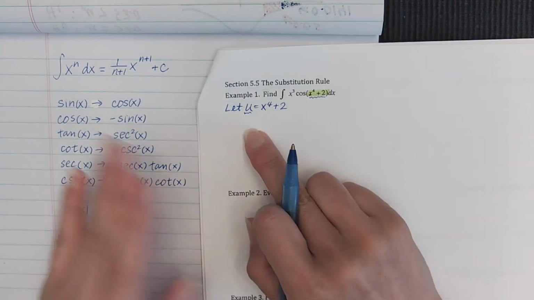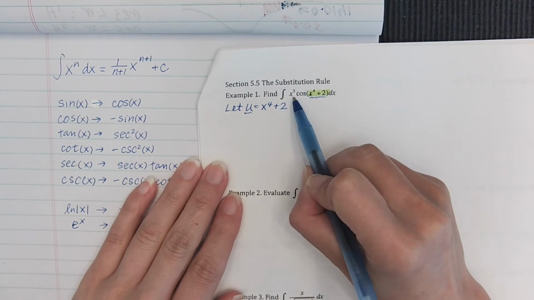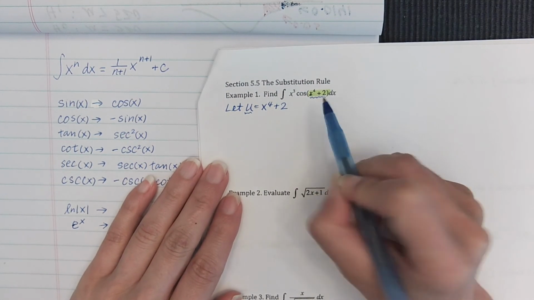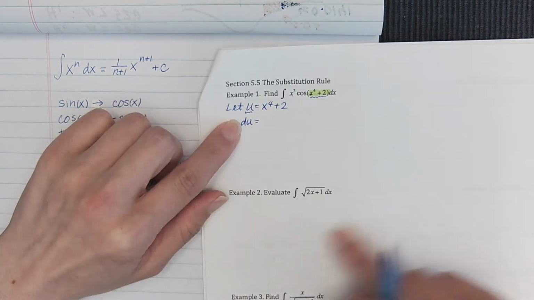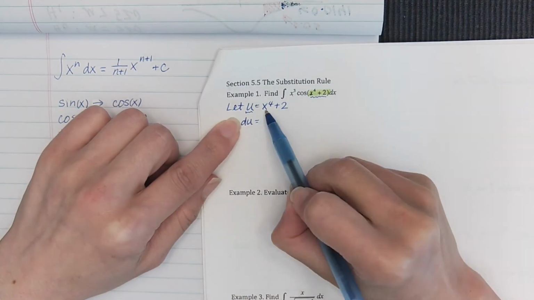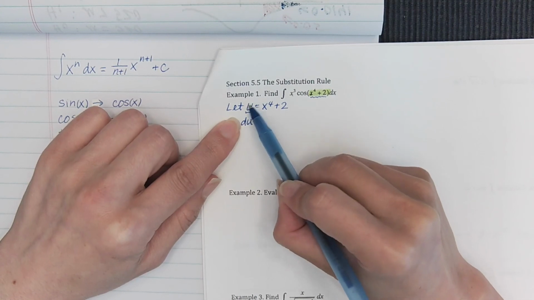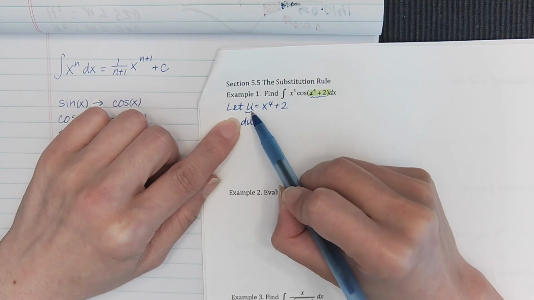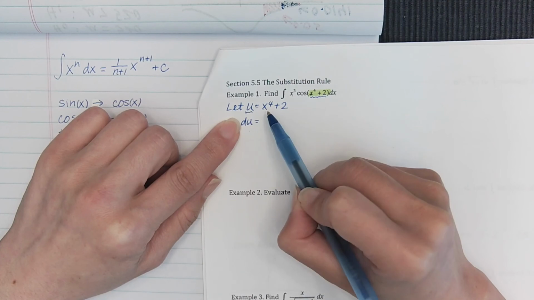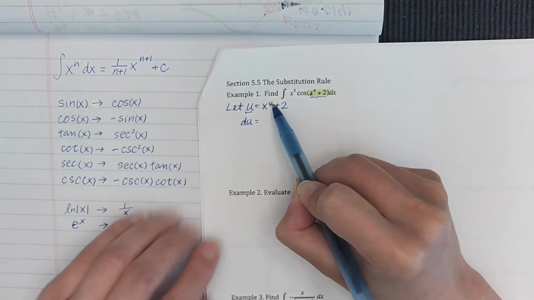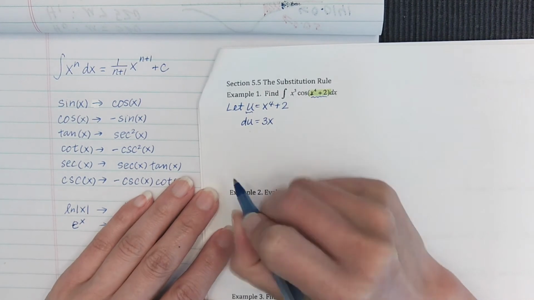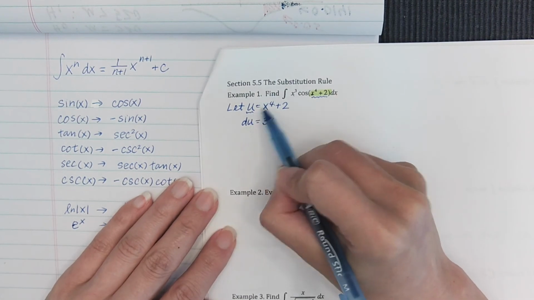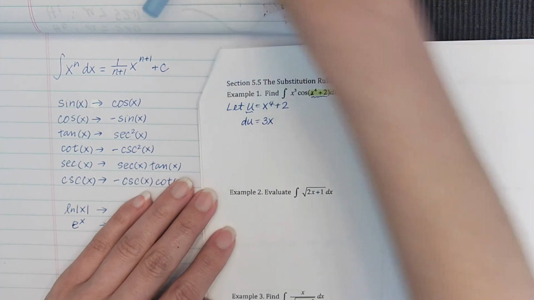So how do you change it? How do you change the x cubed, or how do you change the dx? I have to take the derivative of u with respect to x. So let's take the derivative: du. What's the derivative of x to the fourth? 4 in front, sorry, my bad.